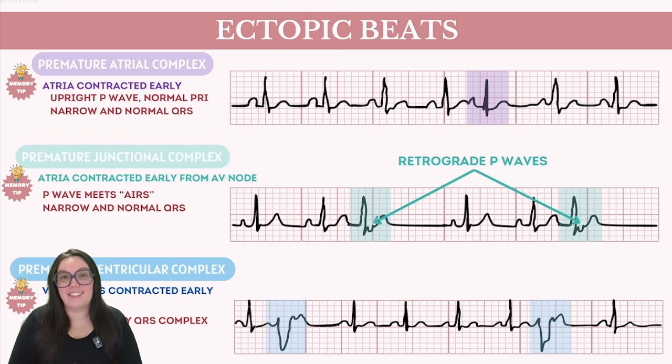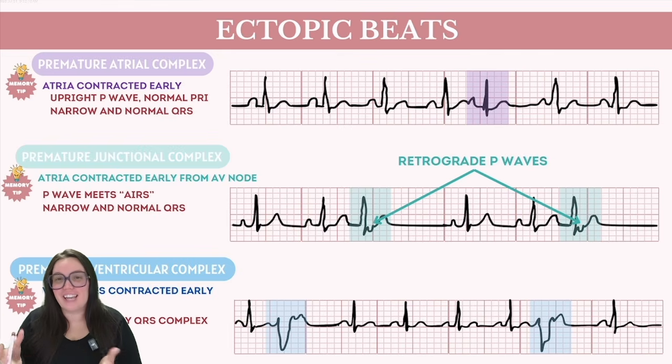PACs happen because ectopic foci or irritation in the atria are going to fire an impulse before the SA node is due to fire their own. This can be caused due to a variety of factors like atrial enlargement, stress, caffeine, and alcohol. PACs typically show a normal QRS complex, meaning it's going to be narrow and normal, but we're going to have an abnormally shaped upright P wave that appears sooner than expected. The big key when it comes to PACs is you're going to have a PR interval that's going to remain within normal limits. And next up we have premature junctional complexes, and these are also known as PJCs.